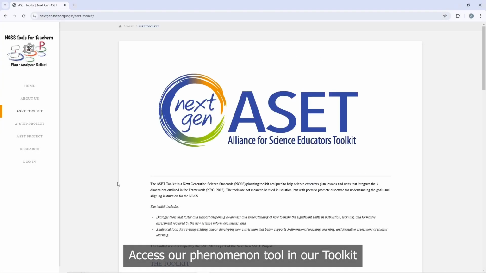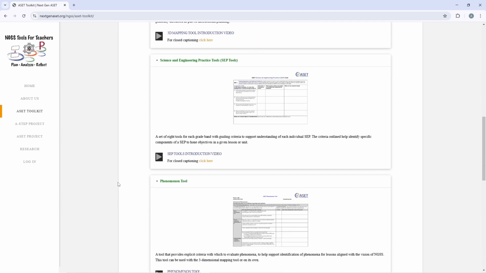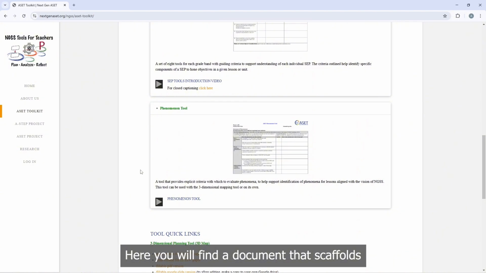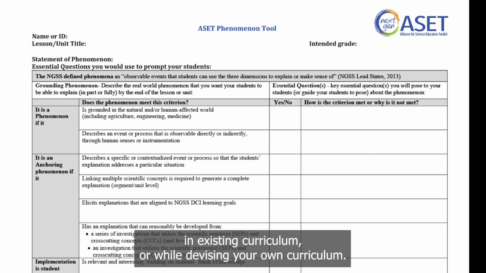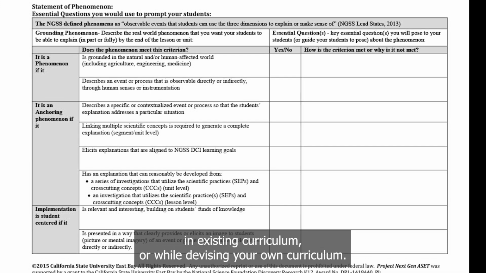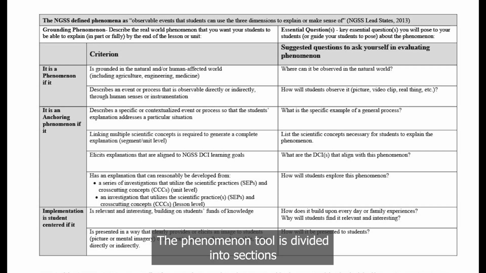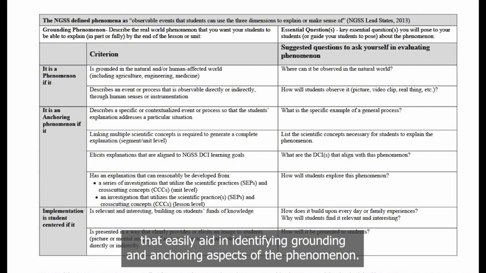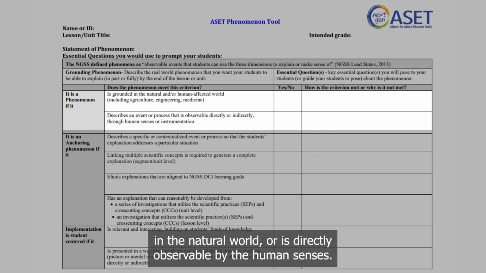Access our phenomenon tool in our toolkit by clicking on the image of the document. Here you will find a document that scaffolds discourse around identifying clear phenomena in existing curriculum or while devising your own curriculum. The phenomenon tool is divided into sections that easily aid in identifying grounding and anchoring aspects of the phenomenon.